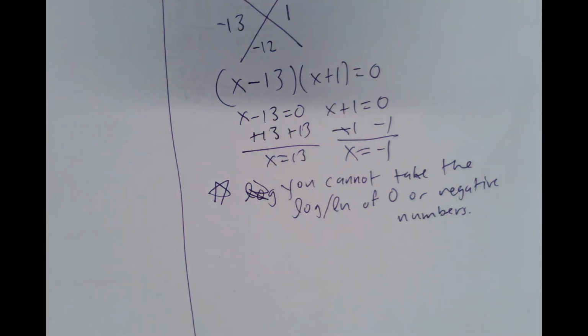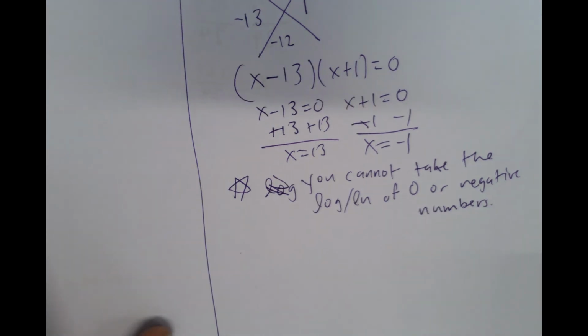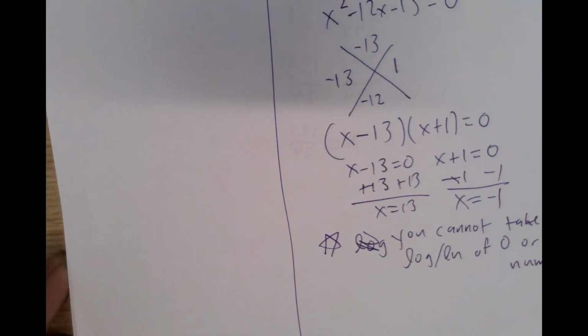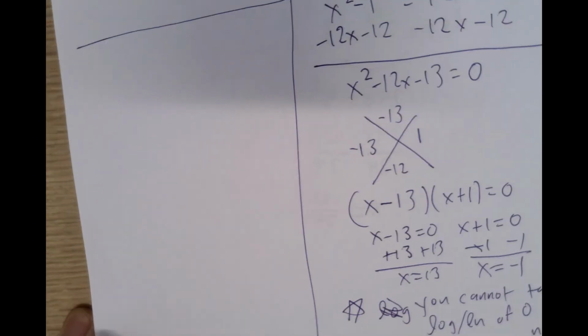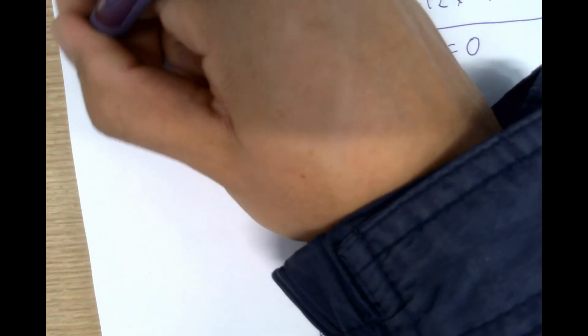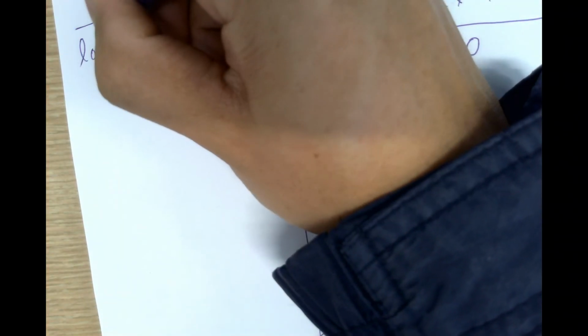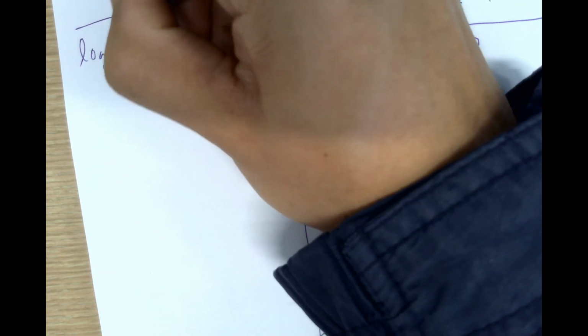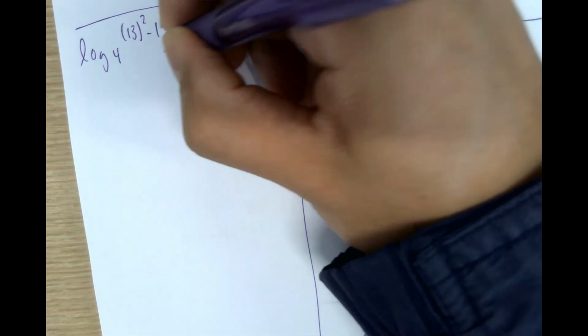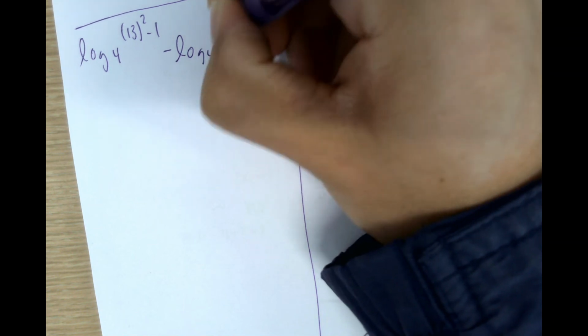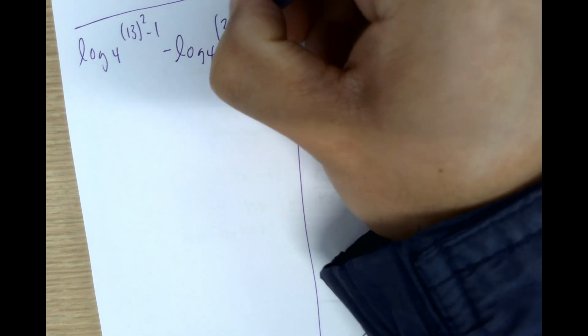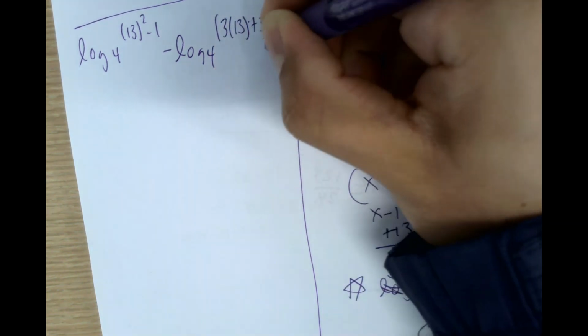Okay, so what I'm going to do is I'm actually going to check both of my answers. For the first one, I'm just going to go ahead and plug it in and kind of take it at face value. So my answers are 13 and negative 1. So I'm going to plug this back into the original equation. So log 4 of 13 squared minus 1 minus log 4 of 3 times 13 plus 3 equals 1.